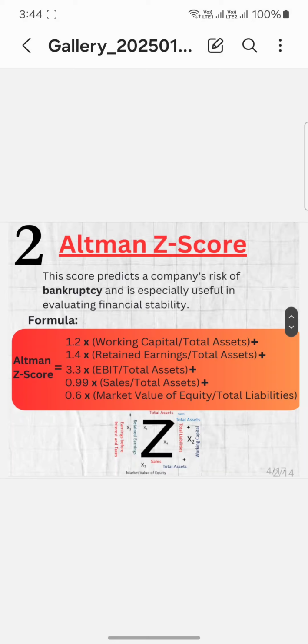It's 1.2 times working capital divided by total assets, plus 1.4 times retained earnings divided by total assets, plus 3.3 times earnings before interest and taxes divided by total assets, plus 0.99 times sales divided by total assets, plus 0.6 times the market value of equity divided by the total liabilities.